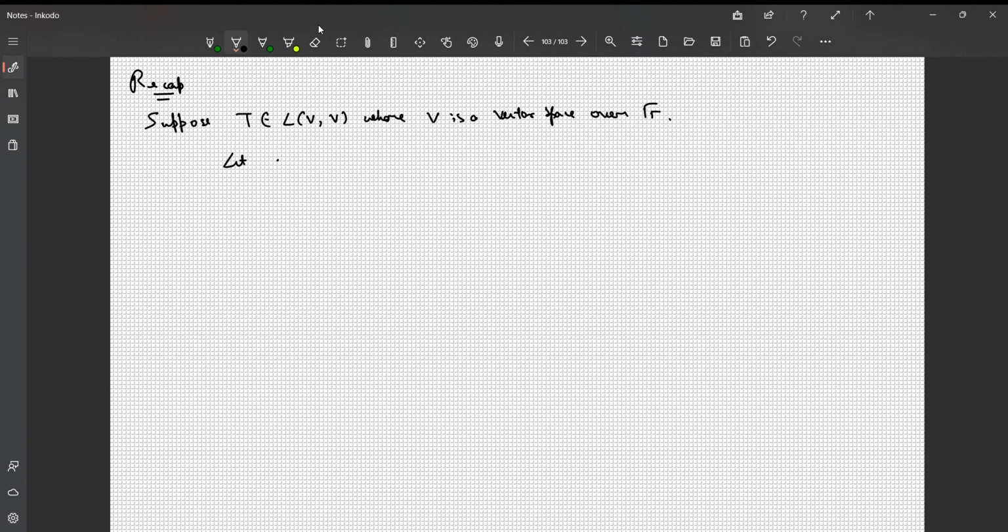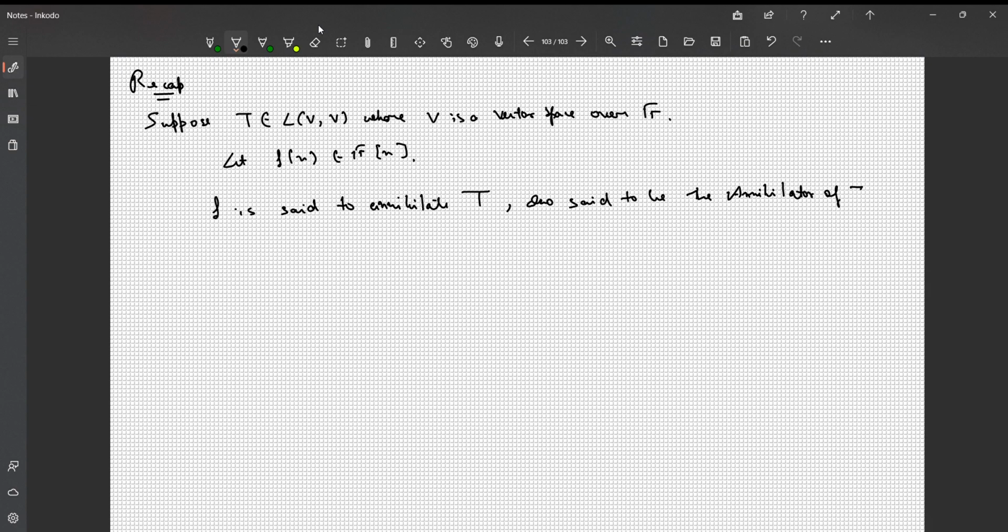Okay, then let f(x) be a polynomial over the field F. Then f is said to annihilate T, also said to be the annihilator of T, if f(T), this operator, is identically 0. That is, f(T) of any vector alpha is equal to 0.